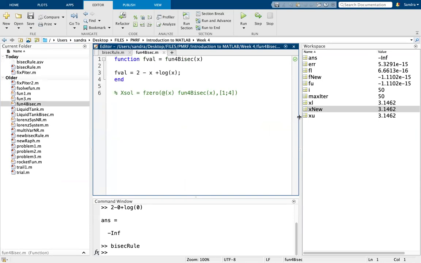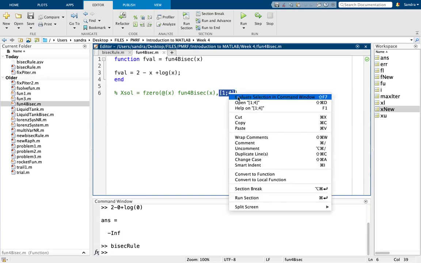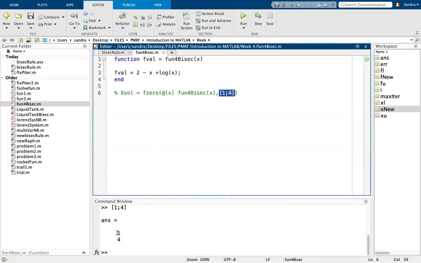Okay, so this is how the code looks. Whatever I've commented down here is the comment that we have. Xsol is the solution variable. Then I call the function fzero. I'm solving for the variable x, and this is the function that saves the 2 minus x plus ln x format. Then the bracket I'm trying to solve for is 1 to 4. It has to be 1 semicolon 4. It is a column vector, xl and xu, lower limit and upper limit.